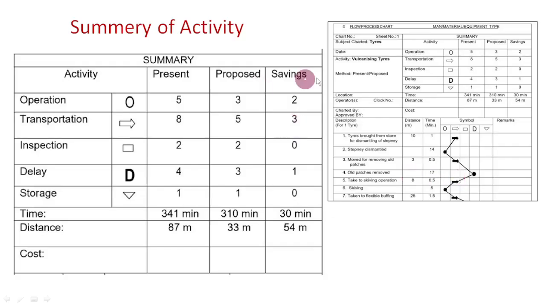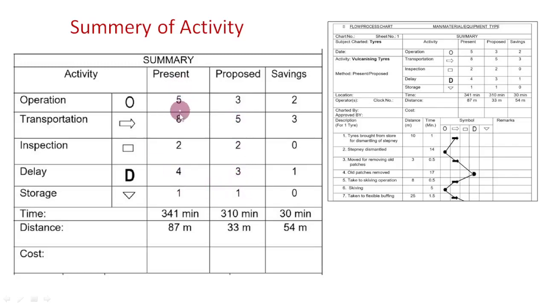At the end, we have to make the summary of the operations. So in the summary, in the activity, how many total operations were there, how many total transportation activities, inspection activities, delay activities, and storage activities. So we have to list all the present activities. Then we have to suggest the new method to complete the activity. So the proposed activities will be highlighted.